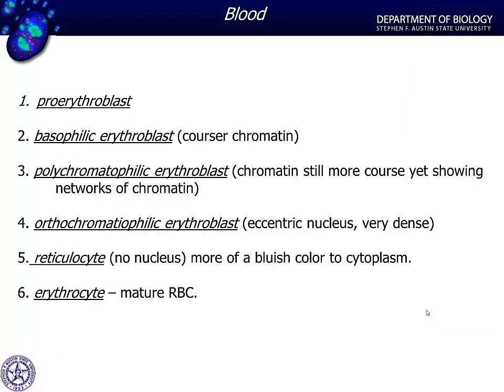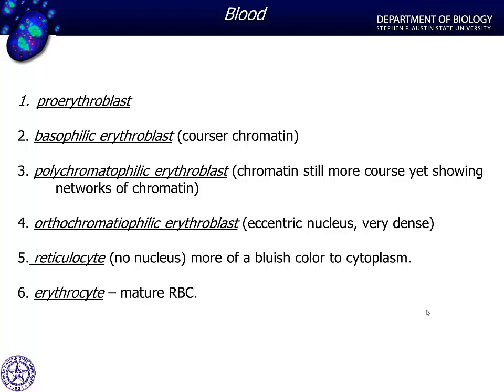So we said that proerythroblasts, we're not going to identify. The first real stage we're going to look at is the basophilic erythroblast. This is the first one we're going to see in our histological slides. In this one, we're going to have a relatively large cell. It's bluish in nature, and the chromatin is going to begin to condense. We're going to see it almost as a mottled look for the chromatin. Now, the third step, the polychromatophilic erythroblast, this is where the chromatin is really going to start to look like strands of genetic material, much more than anything we've seen in a nucleus before.